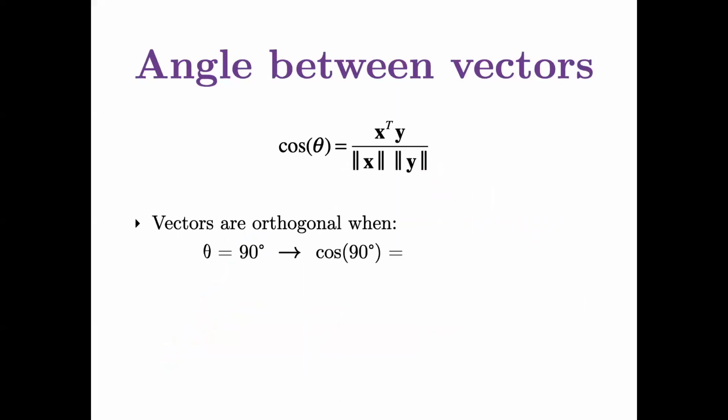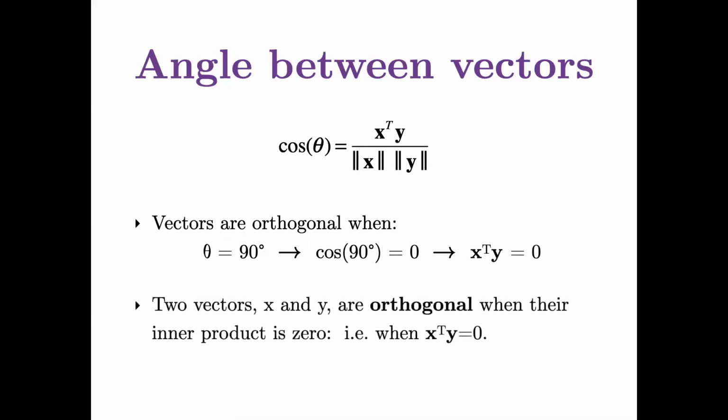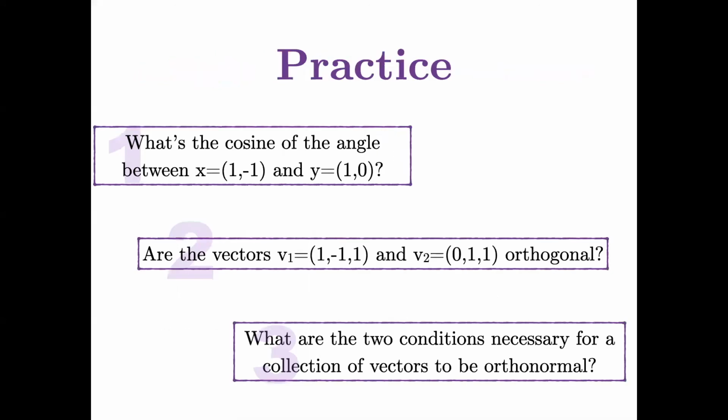Now, if anyone was a hotshot in trigonometry or even in calculus, they will remember their unit circle, and the cosine of 90 degrees is 0. And in order for this expression to be equal to 0, it must be the case that the numerator is 0. So two vectors are orthogonal when their inner product is 0, when x transpose y is equal to 0. Let's get a little bit of practice with this, and we'll come back in the next video.